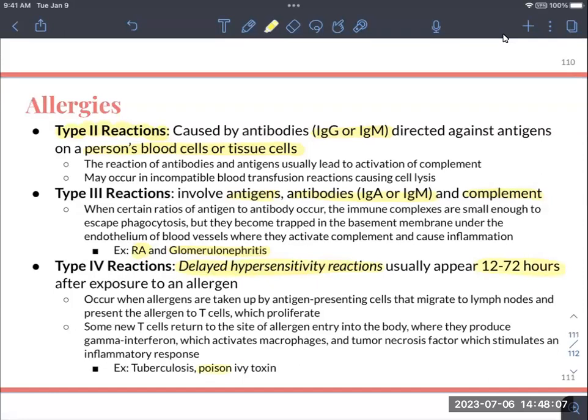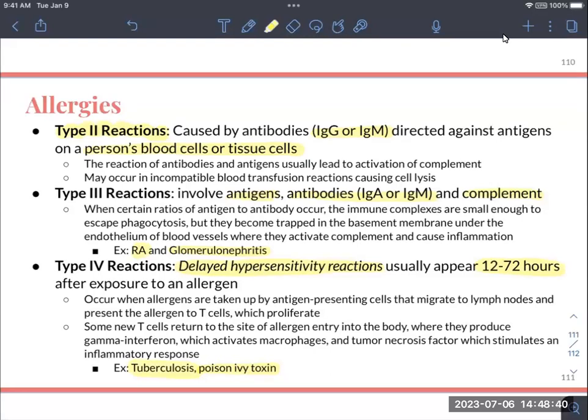Poison ivy. Poison ivy takes time to show up. Tuberculosis. This is why when you get TB tested, if you do those skin TB tests, those skin TB tests are checking for this delayed reaction. You have to read it within 48 to 72 hours because it's looking for this delayed reaction.